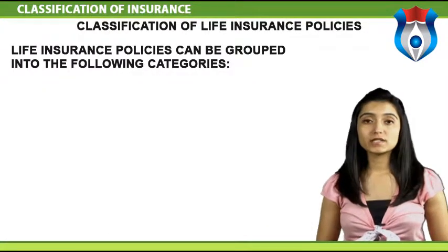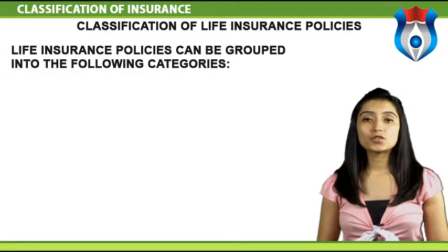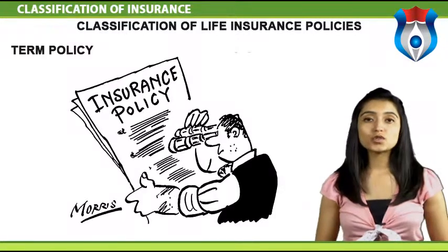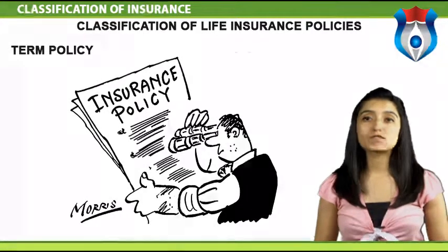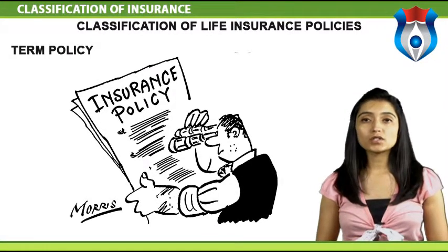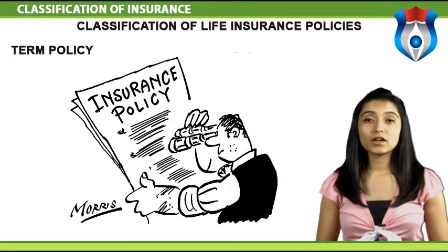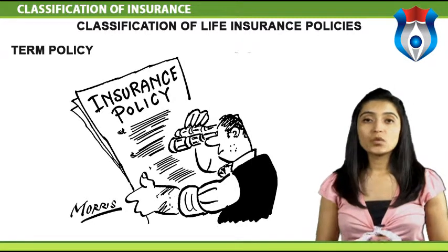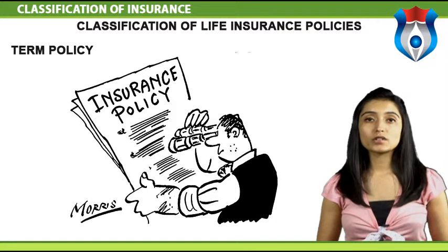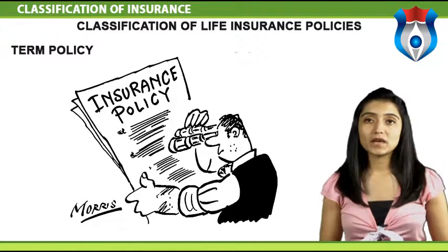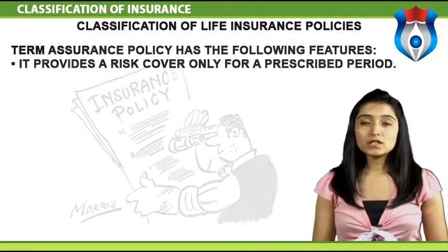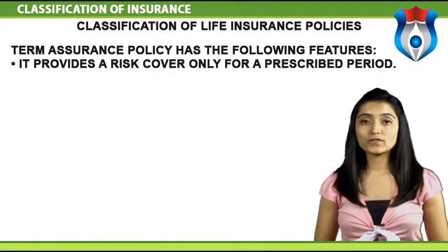Life insurance policies can be grouped into the following categories. Term policy. We can choose to have protection for a set period of time with term insurance. In the event of death or total and permanent disability, if the benefit is offered, our dependents shall be paid a benefit. In term insurance, no benefit is normally payable if the life assured survives the term. Term assurance policy has the following features.